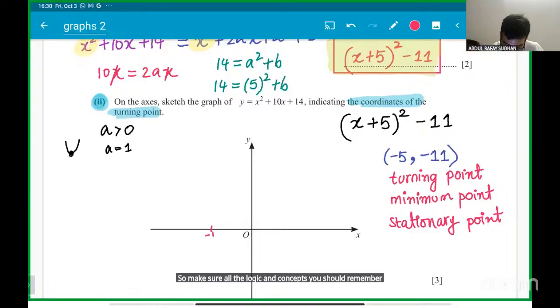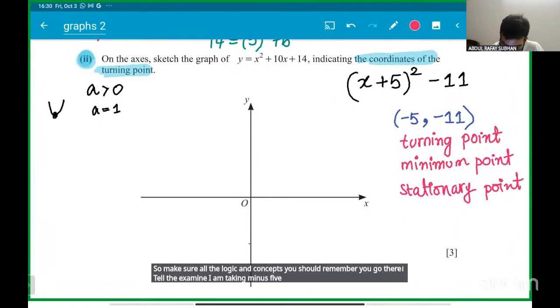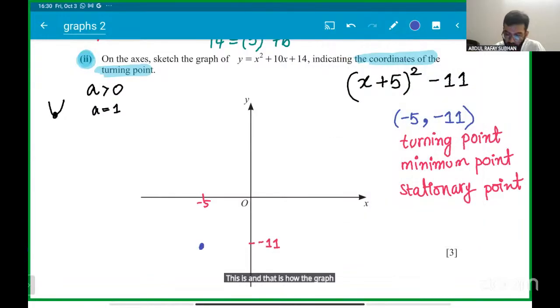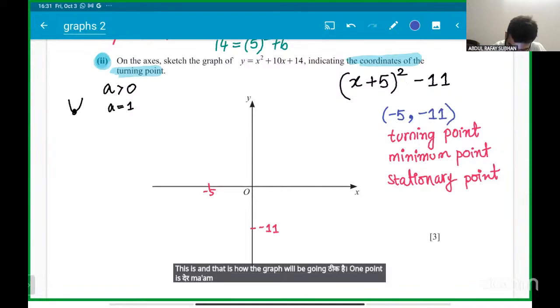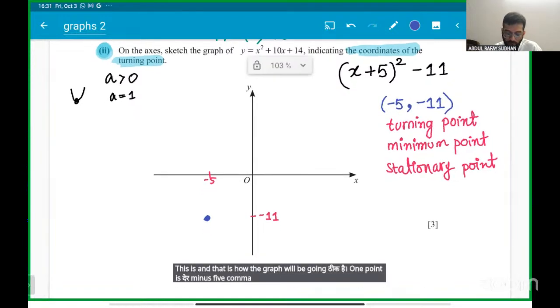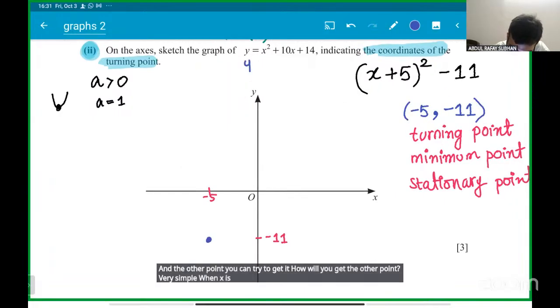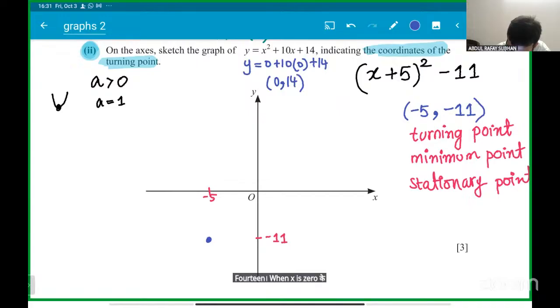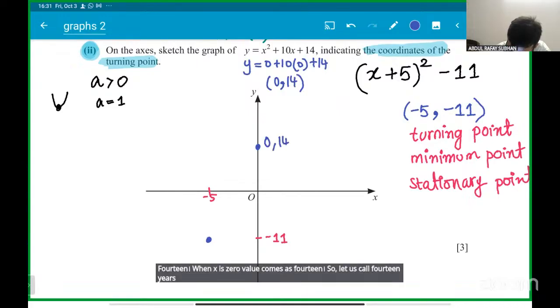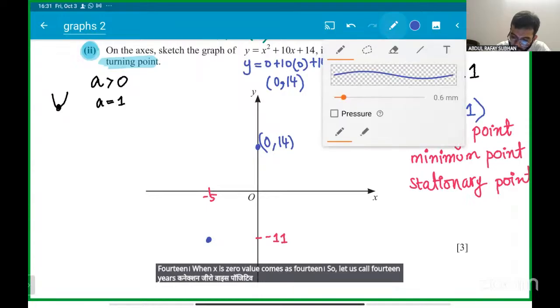You go there, tell the examiner I'm taking -5 here and -11 here. And then you sketch the graph. This is that point, and that's how the graph will be going. One point is there, -5 comma -11, and the other point you can try to get. How will you get the other point? Very simple. When x is 0, what is the y value coming? When x is 0, the y value is 14. So let's mark 14 here. When x is 0, y is positive 14. So the graph should be going like this.